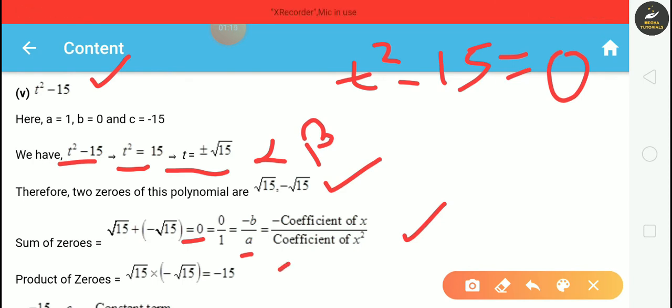Now we will check product of zeros, that is alpha into beta. So root 15 into minus root 15 is minus 15. Now product of zeros is c upon a, that is minus 15 upon 1. Therefore we will get minus 15 upon 1 is minus 15, which is again matching with the product of zeros. Therefore we can say that the relationship is verified in this case.